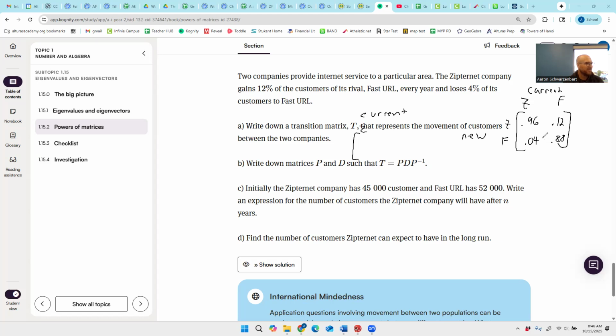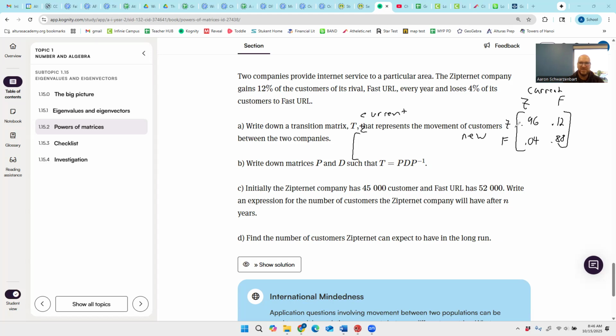So ZipperNet is current. Since they're losing 4% every year, they currently have 96% that they retain. Z is gaining 12% from F every year. So that's 12% of F's customers.